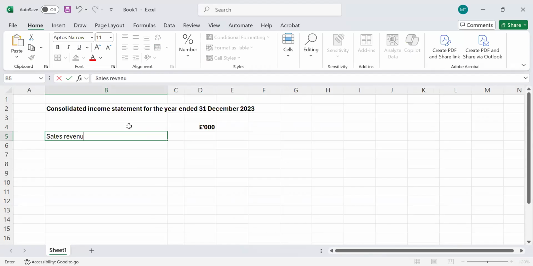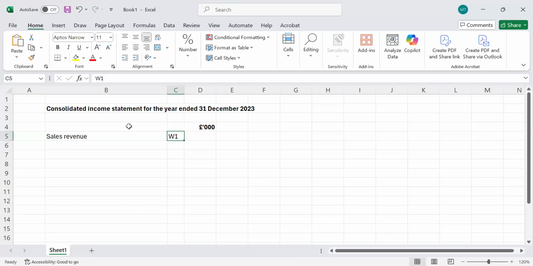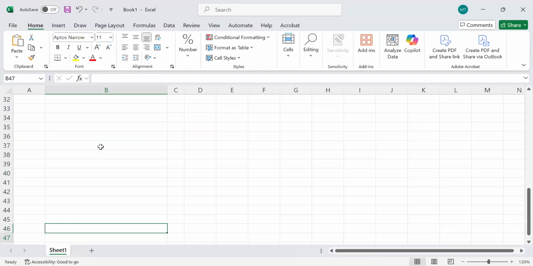So sales revenue given, we will show in working one. So working one, okay, now I'm putting W1 so that the examiner will know where all these figures are coming from for cross-referencing. Right, so I'm going to put all the workings here. In working one, I will work through sales revenue, how we arrive at the sales revenue consolidated figure.